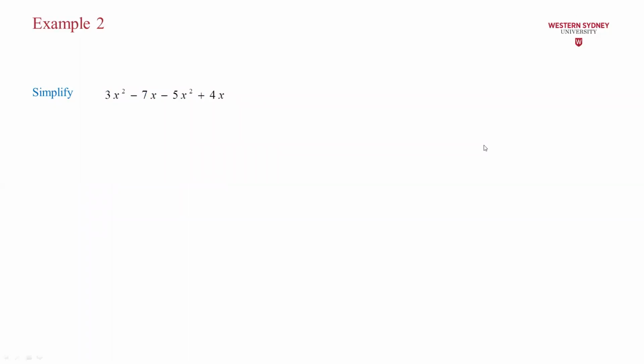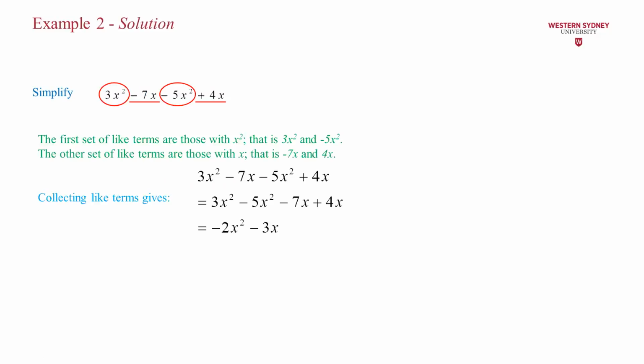Example 2. Simplify 3x squared minus 7x minus 5x squared plus 4x. When simplifying, we can only add and subtract like terms. The circled terms are like terms with x squared, so 3x squared and minus 5x squared. It is always the sign in front of the term that counts for that term, and for the 3x squared where there's no sign in front of it, it's a plus. The other pair of like terms are minus 7x and plus 4x.